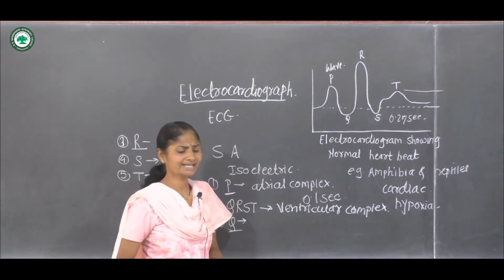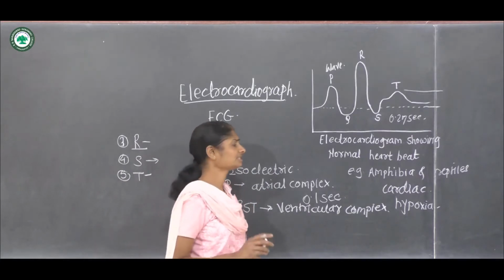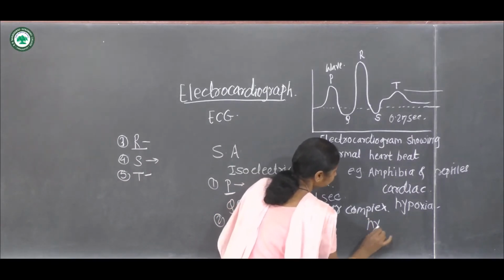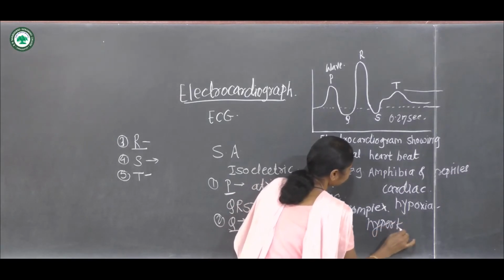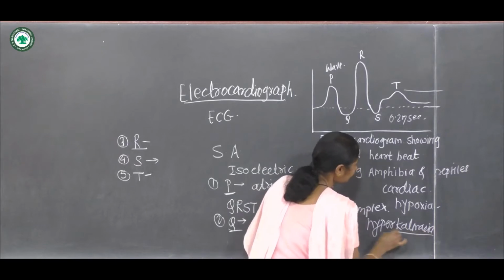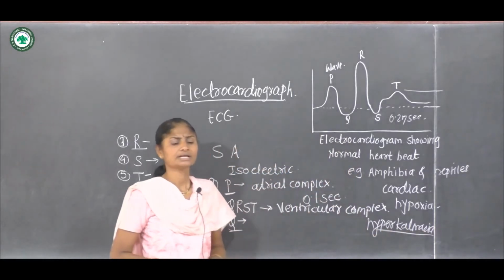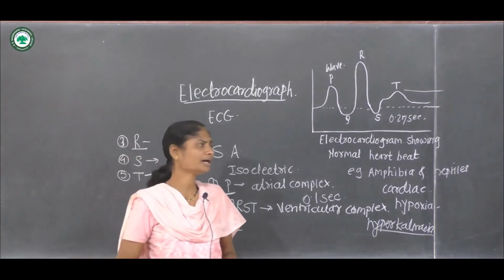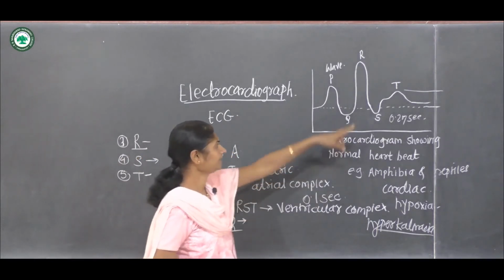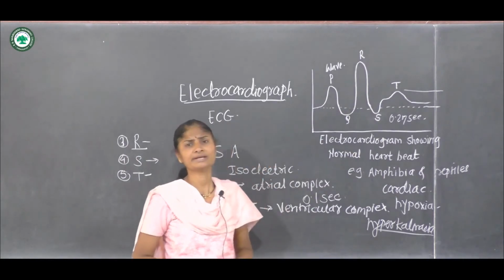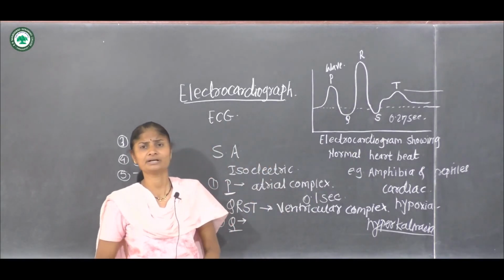Elevation of the T wave indicates a disease called hyperkalemia. This indicates that the potassium level increases in the blood when the T wave is elevated.